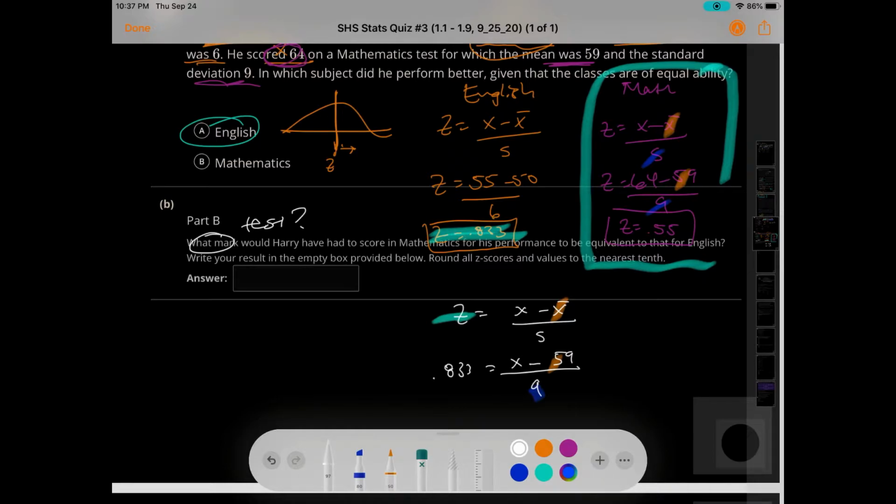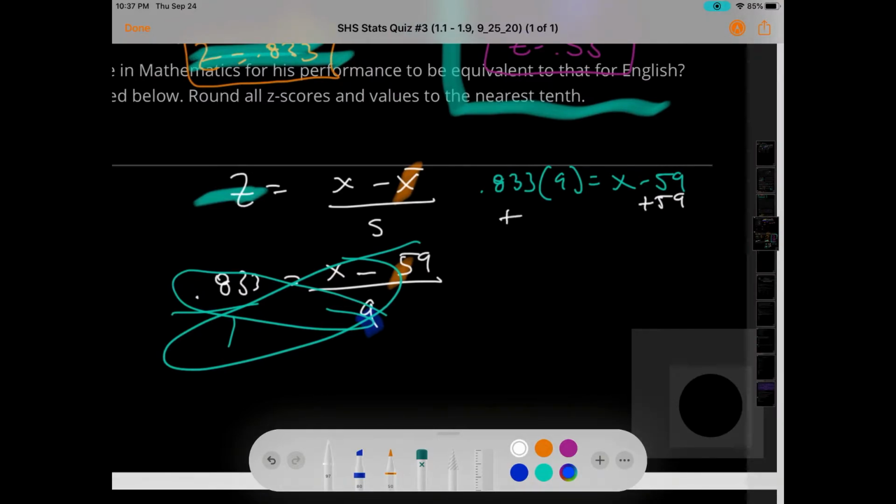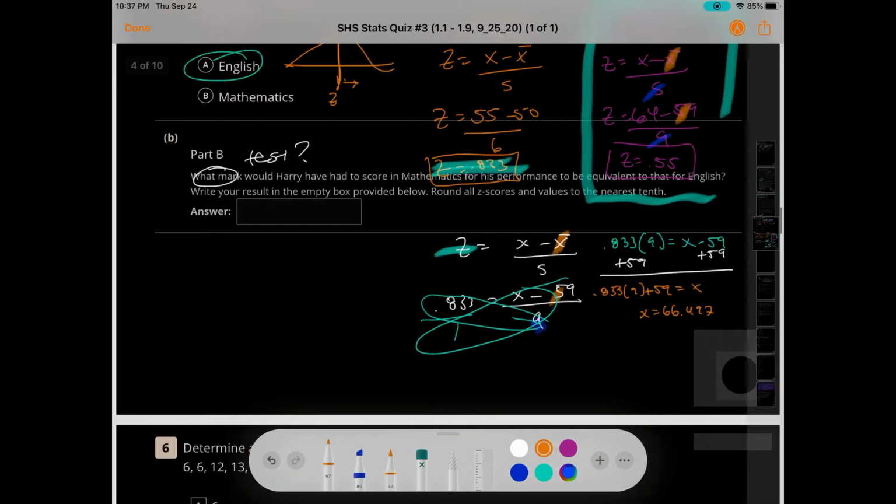And in the other previous video, we just said cross multiply. You're going to get 0.833 times 9 equals x minus 59, and then I'm going to add 59 here. Pay attention to your order of operations. 0.833 times 9 plus 59 equals x. So let's punch that in. x equals 66.497. Round to the nearest tenth, so x is approximately 66.5.